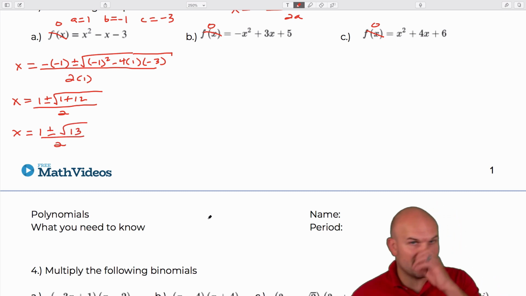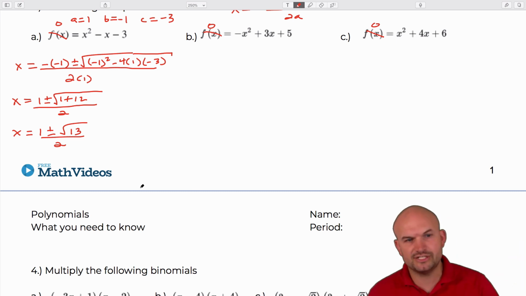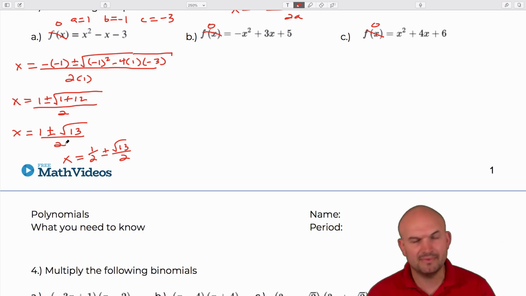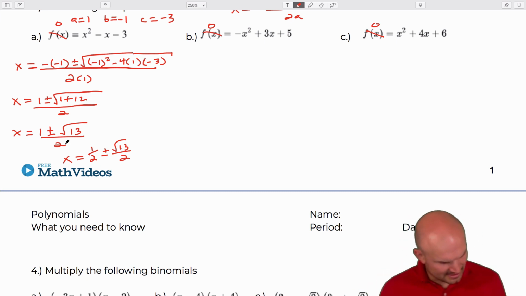Now, depending on the multiple choice, depending on your teacher, depending on how the question is asked, you might need to simplify this. You could also write this as x equals 1/2 plus or minus the square root of 13 over 2. So you can distribute that to both of them. You could also write this in set notation. There's a lot of different ways to go about this. But therefore, at least you guys can kind of see from there.